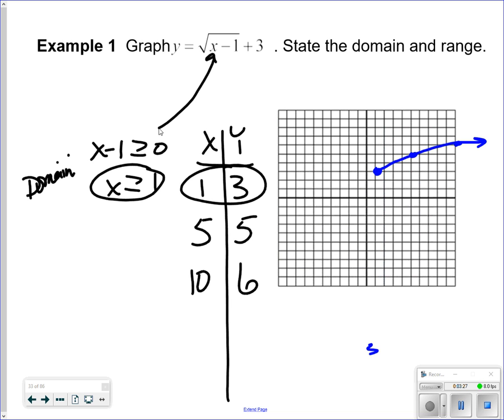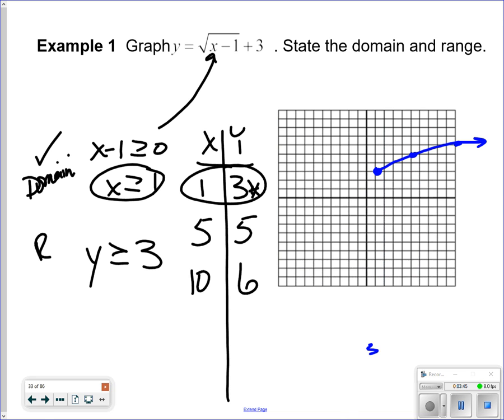Now the range. The range always starts with the y value, and in this case, the range has the y values going greater than or equal to 3. So it all depends if it's an upward side of the graph or if it's the downward side of the graph. So domain is where you start.